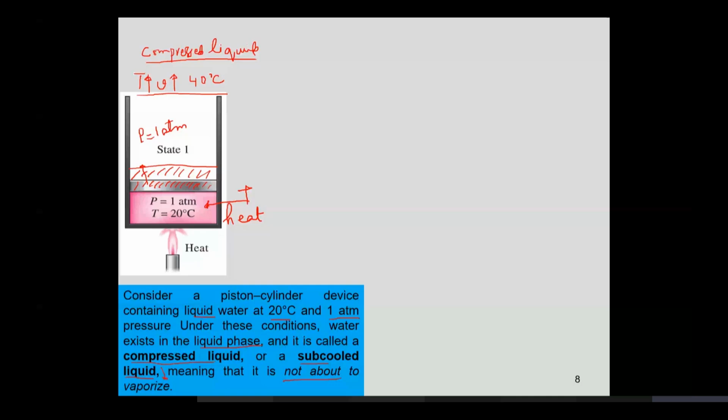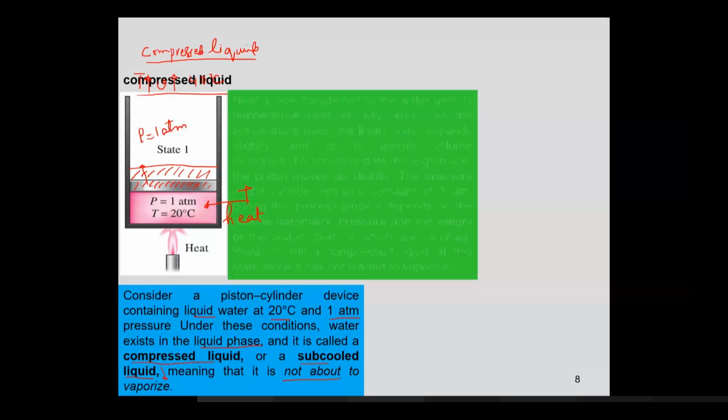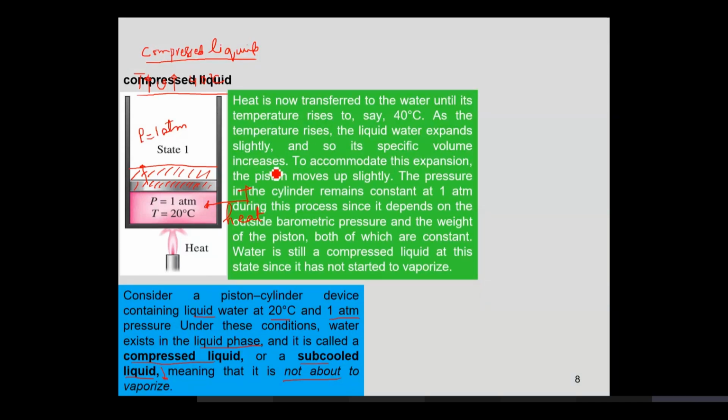All right. Moving on. If heat is transferred such that the temperature goes to 40 degrees centigrade, liquid water would expand and its specific volume would increase. To accommodate this expansion, the piston moves slightly upwards. The pressure in the cylinder remains constant at 1 atmospheric pressure because the barometric pressure, which is the outside pressure, and the weight of the piston are the same. And water is still a compressed liquid at this state since it has not started to vaporize. So we'll still refer to this water as compressed liquid.